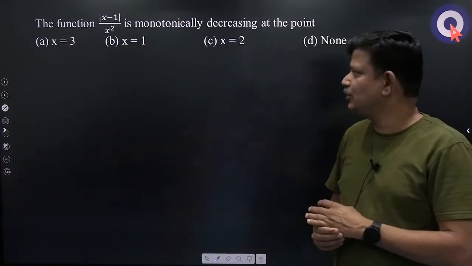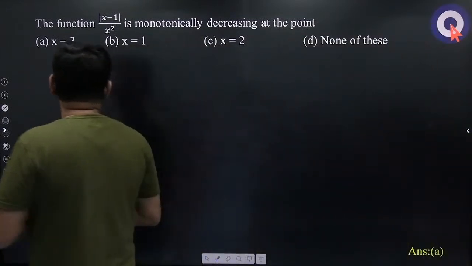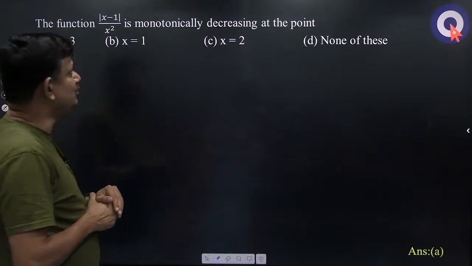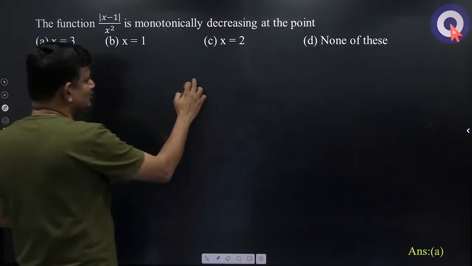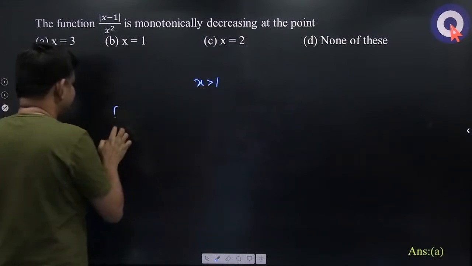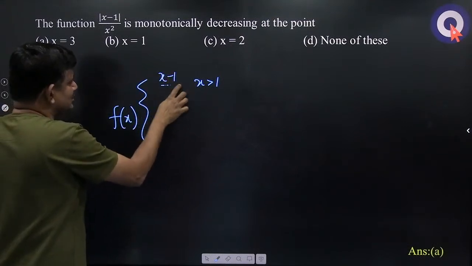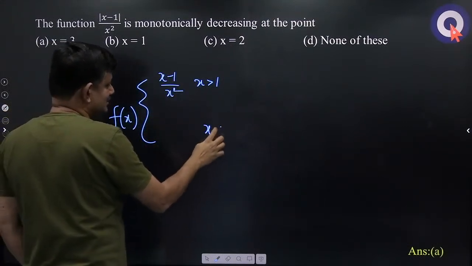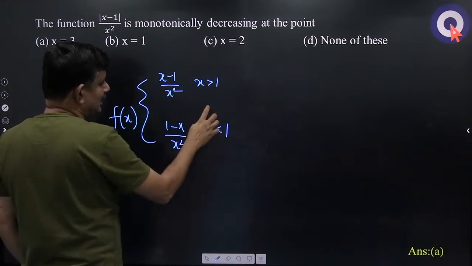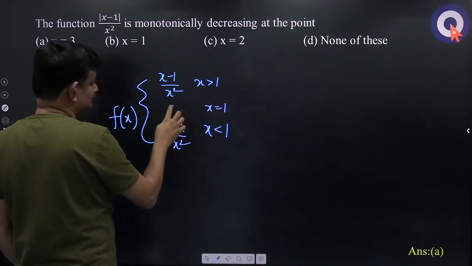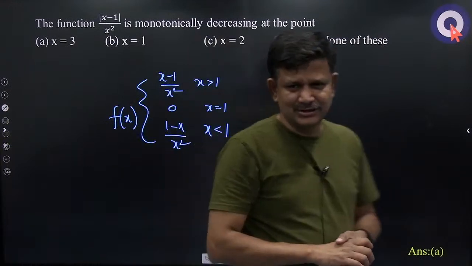Now this function is monotonically decreasing at which of these points? Here problem is we have modulus. Okay, we need to be a little careful with the modulus symbol. So I'll split the discussion into two cases, x greater than 1. F of x, what would it be? X minus 1 by x square. If x less than 1, is 1 minus x by x square. If x is equal to 1, is 0. This is the definition of the function.